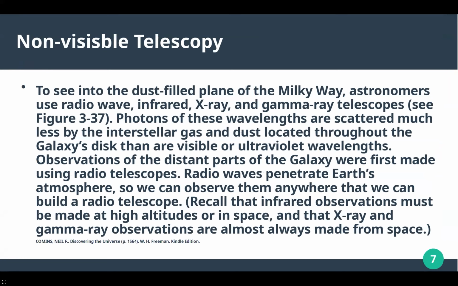To see into the dust-filled plane of the Milky Way, astronomers use radio wave, infrared, X-ray, and gamma-ray telescopes, or non-visible telescopy. Photons of these wavelengths are scattered much less by the interstellar gas and dust located throughout the galaxy's disk than our visible or ultraviolet wavelengths. Observations of the distant parts of the galaxy were first made using radio telescopes. Radio waves penetrate Earth's atmosphere, so we can observe them anywhere that we can build a radio telescope, whereas infrared observations must be made at high altitudes or in space, and X-ray or gamma-ray observations are almost always made in space.